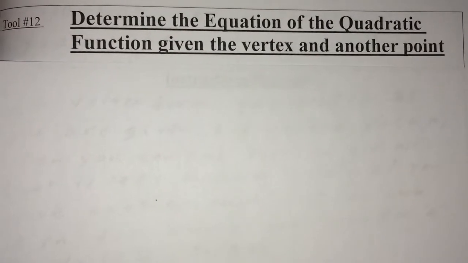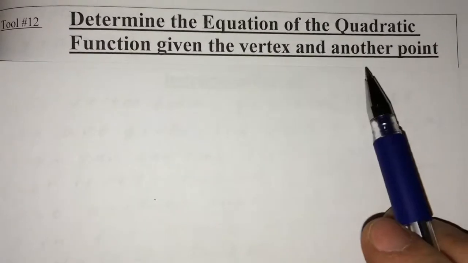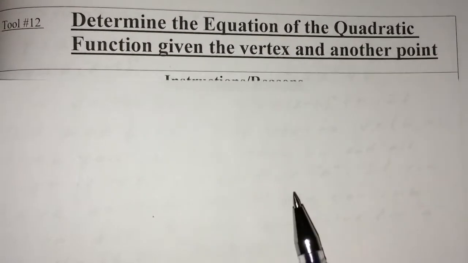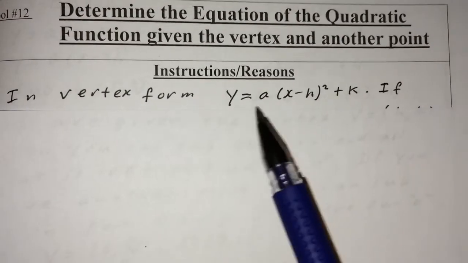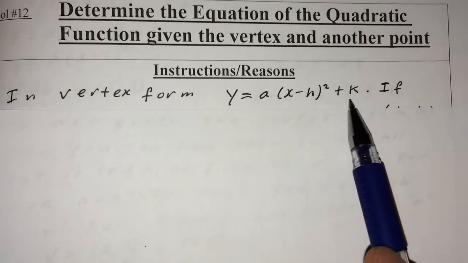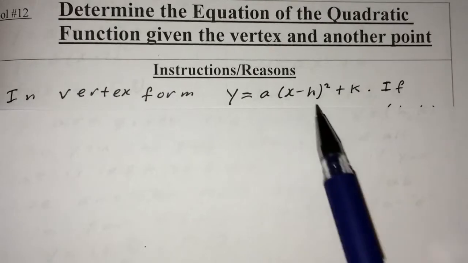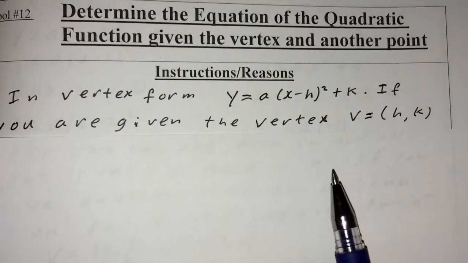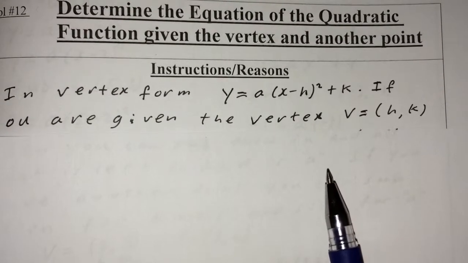Okay, this video is going to show how to determine the equation of a quadratic function given the vertex point and some other point. In vertex form we have y equals a times (x minus h) squared plus k, where h and k are the vertex. If you're given the vertex, V equals (h, k), then you can just sub that in.